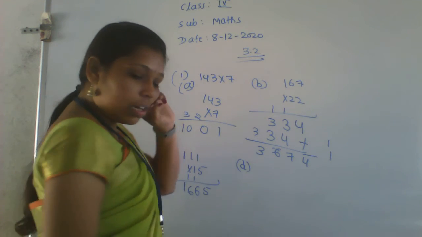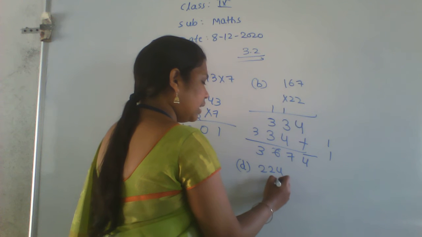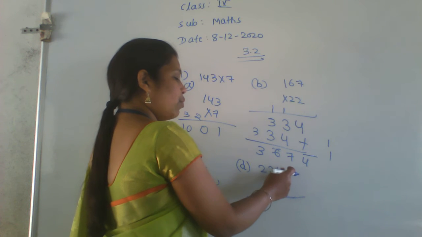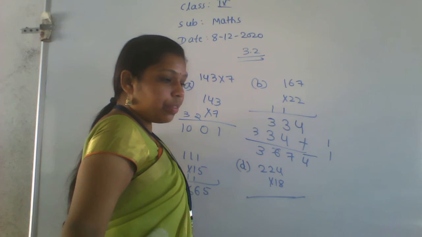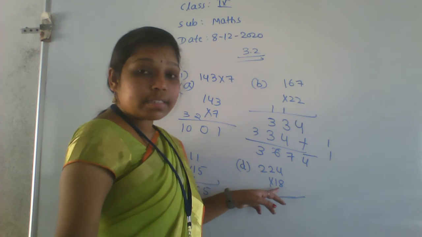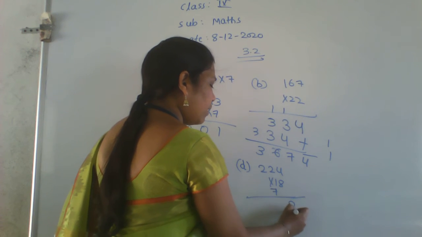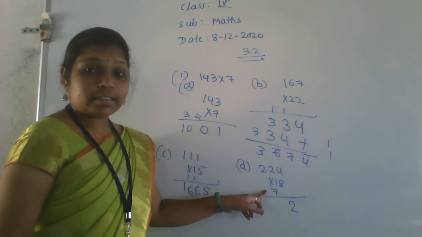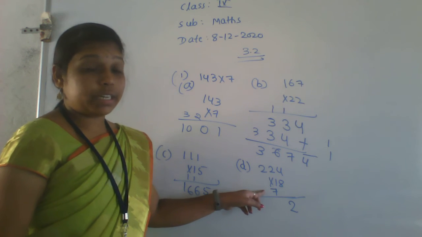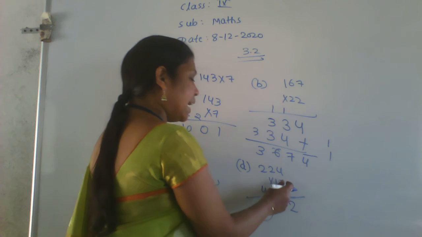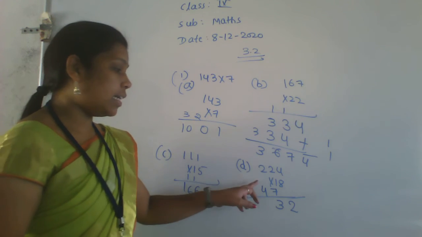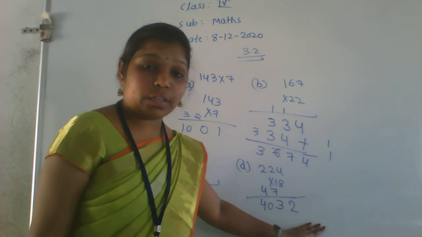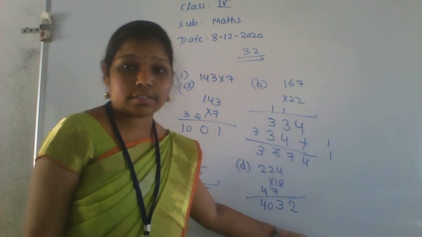Next go for the D problem. What is the D one here? 224 into 18. See here, 18 4s are how much? 18 4s are 72. 18 2s are 36. 36 plus 7 is 43. Next, 18 2s are 36. 36 plus 4 is 40. So what is the answer? 4032 is the answer.